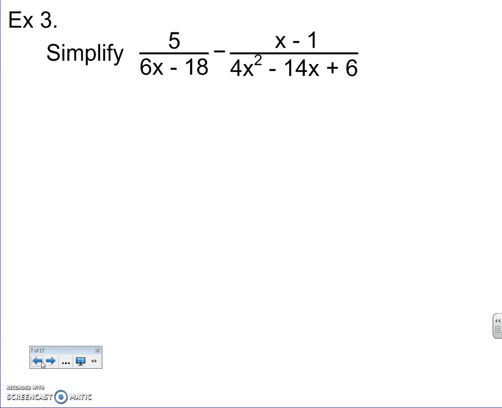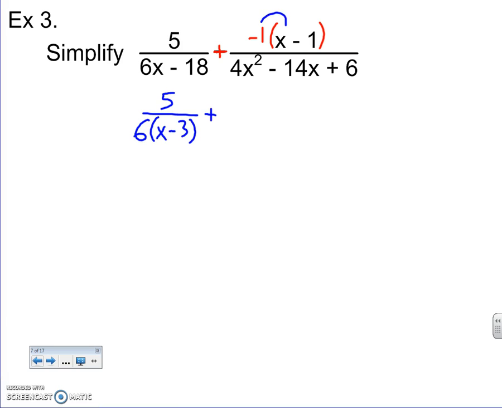Now you see it's fraction minus fraction. We don't subtract fractions. If you see subtraction, change it to addition and put a negative 1 on top, and you have to distribute it. But the same thing, we're going to factor the first one. Top says 5, but the bottom, there's a GCF there. It is 6. So that's really 6 times inside x minus 3.